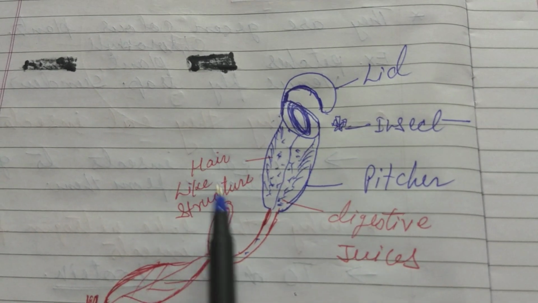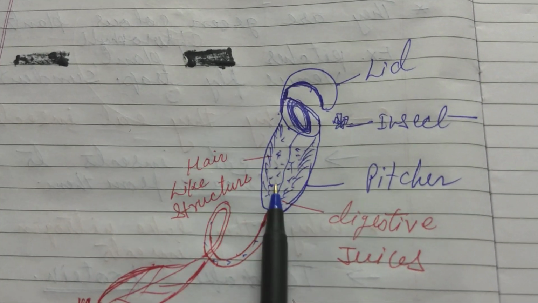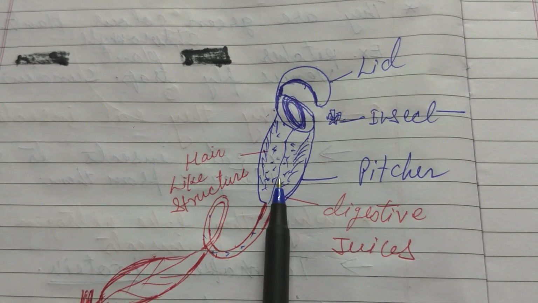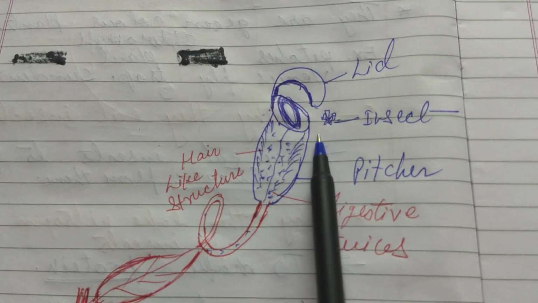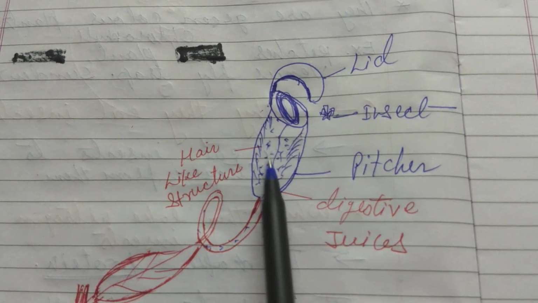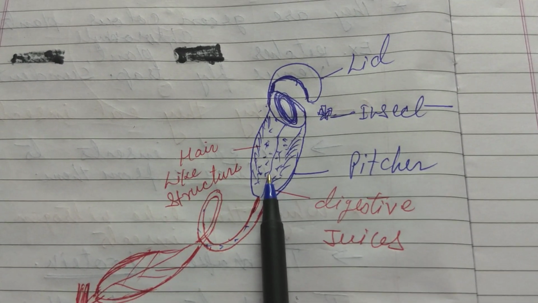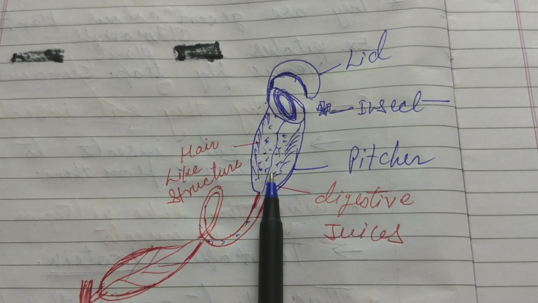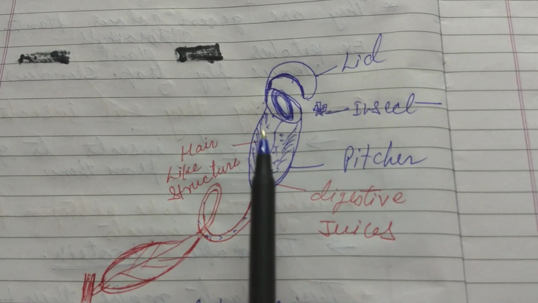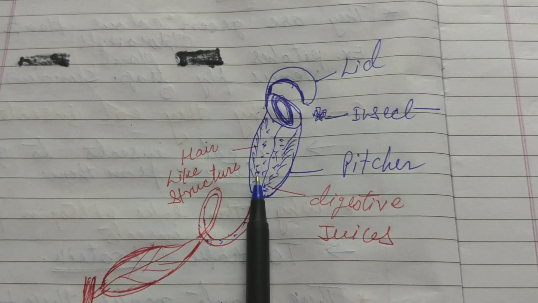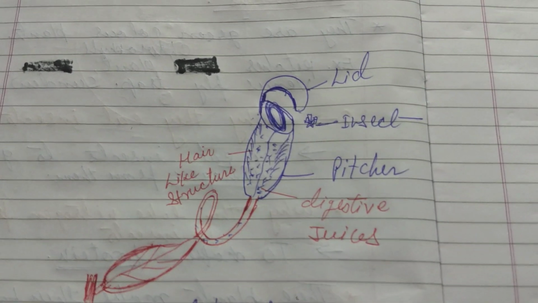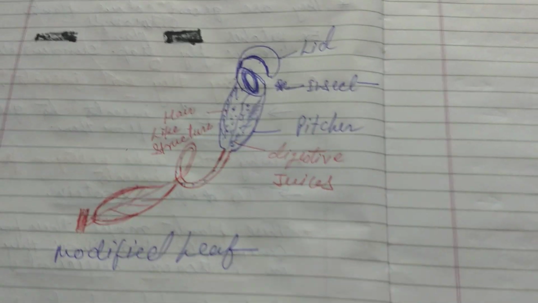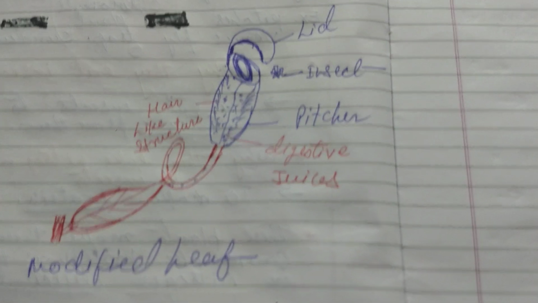Okay, that means this pitcher has digestive juices, and these digestive juices help to digest the insects, and after getting it, the pitcher plant is capable of preparing protein. So that is how these pitcher plants help in preparing protein, and they eat insects.